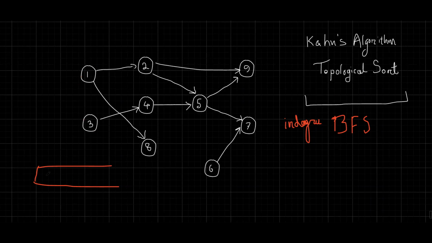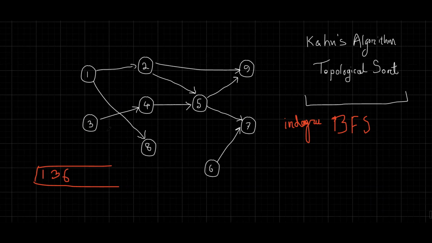Now, let's dry run the topological sort, Kahn's algorithm. Here, we first have to take the nodes which have an in-degree of 0. Nodes 1, 3, and 6 have an in-degree of 0. So we can start the BFS from 1, 3, and 6.